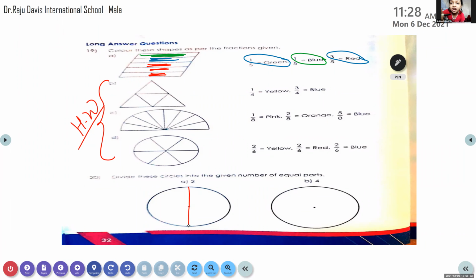Ma'am, I have done it with horizontal. Okay. Now next one. The next circle is to be divided into 4 parts. So draw a vertical line as well as a horizontal line. Yes, ma'am, finished. Done? Yes. Now next page.